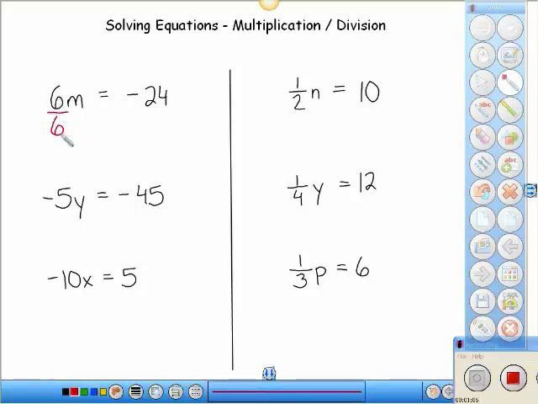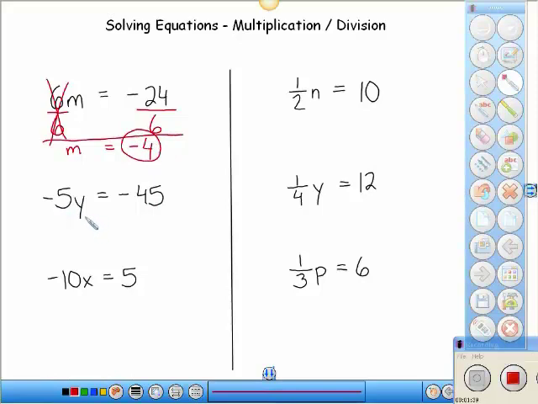We write it kind of like a fraction. And remember, if I divide the left-hand side, I have to do the same thing to the right-hand side of the equation to balance it out. Okay? 6 divided by 6 is 1, and 1 times m is m. So really, I just canceled out, I just got rid of that 6. So now m equals negative 24 divided by 6. 24 divided by 6 is 4, and I have one negative sign, so my answer is negative 4. m equals negative 4.